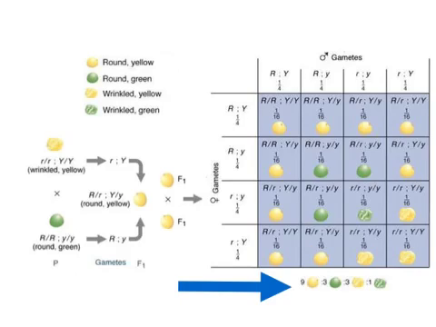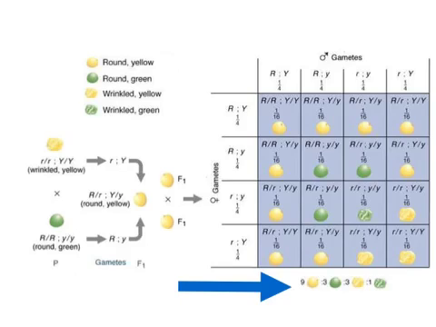Each parent brings a capital R, each one brings a capital Y, making this particular offspring homozygous dominant for each trait. Capital R means round, capital Y means yellow. This one will be round and yellow. You do that for all 16. And again, down here, you see that each one contributes to that 9 to 3 to 3 to 1 ratio that's common of a dihybrid cross.